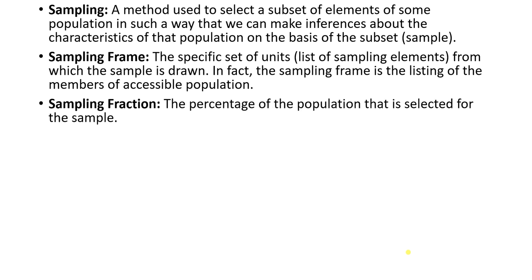Another term we use in the area of sampling is sampling fraction. That is the percentage of the population that we have planned to select as a sample. So if we want to select 50% of the members of the population, then the sampling fraction will be 1 by 2, or 0.5.